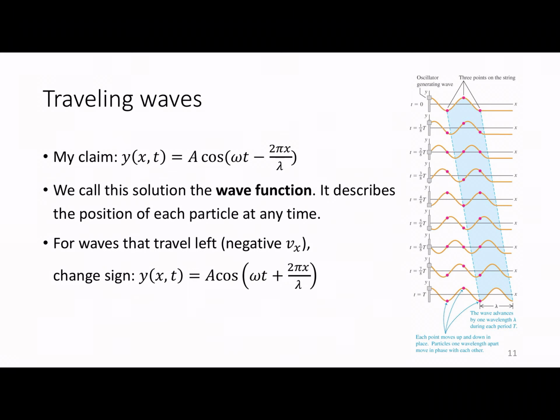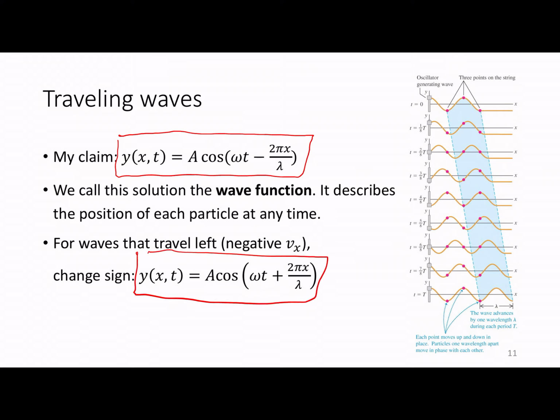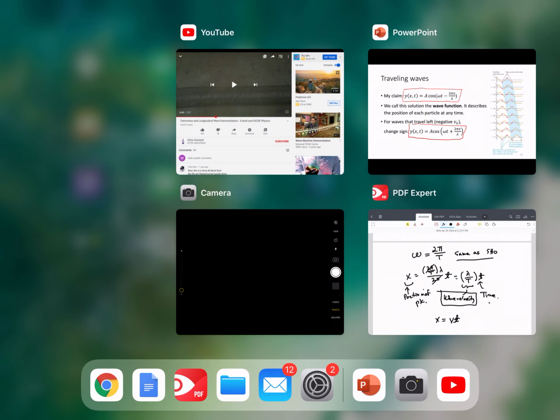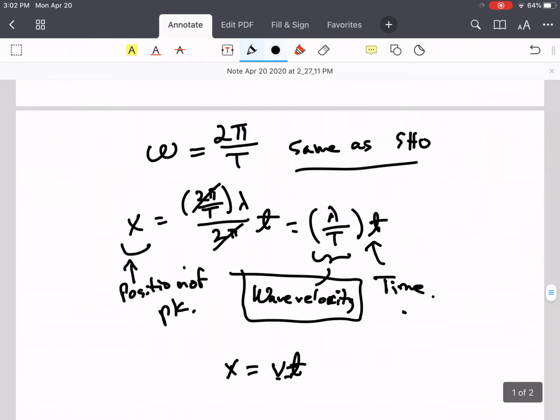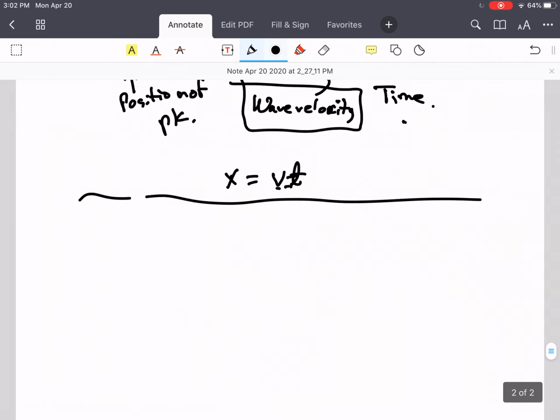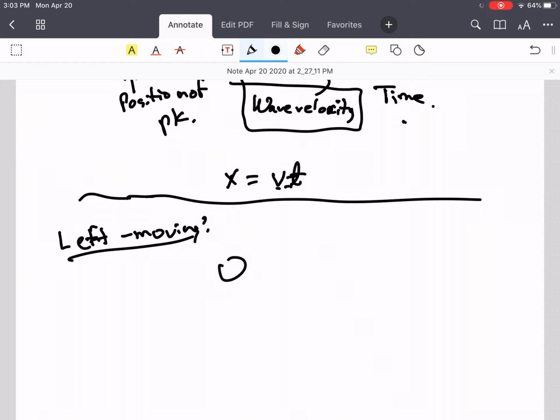All right, so that was for a usual wave that travels to the right. One thing you can easily check is that if I simply reverse the sign, omega t plus 2 pi x over lambda, that reverses my velocity. So if I come back to this derivation, let me just quickly redo the derivation with a positive sign. So now for a left moving wave, the phase, that thing sitting in the cosine, is omega t plus 2 pi x over lambda.